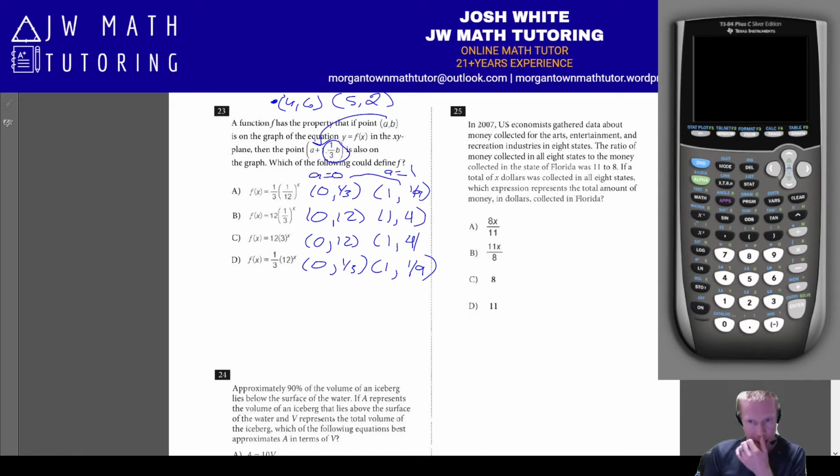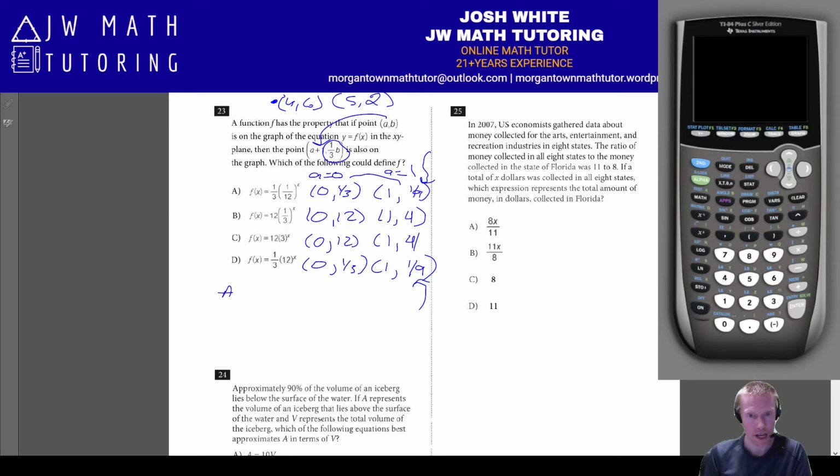So now, technically, I'm going to take the a value of 1 and plug that into the functions and see which of them gives the same output as my new y-coordinate values over here for my second point. This you could also do on the calculator, but I'm just going to do it by hand because it's really not going to be that difficult.